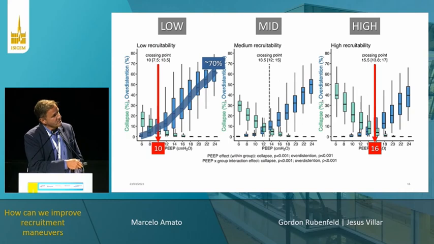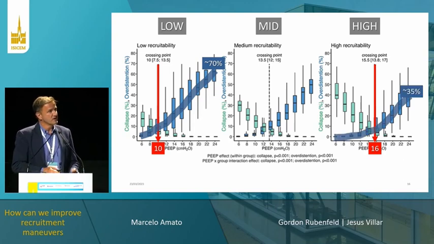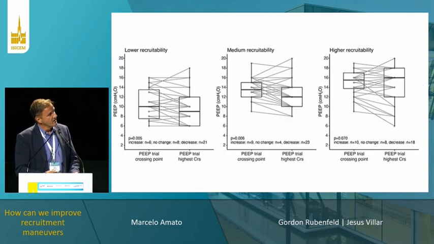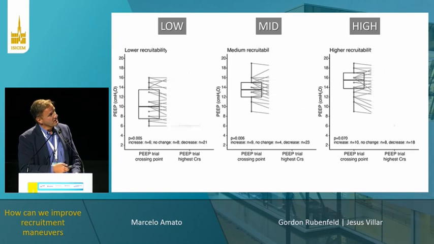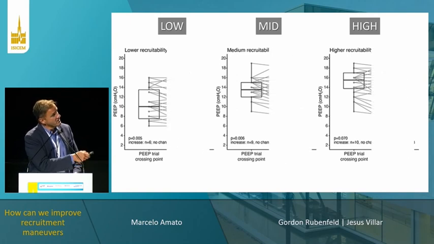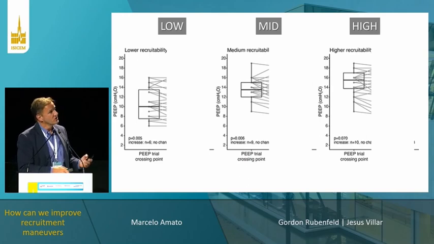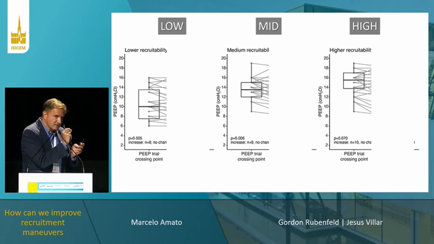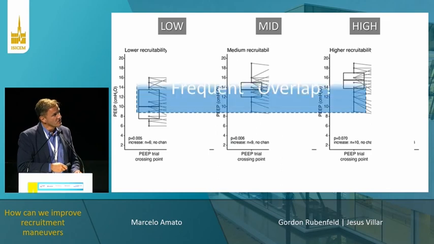Obviously these patients present big overdistension if you use the wrong, high PEEP, while these patients present very little overdistension if you achieve, for instance, 24 of PEEP. But this is what I told you, that the reality is not like this, because this is low, mid, and high recruiters. Look, these dots are the crossing point of each patient, which means that this is the PEEP causing slightly positive transpulmonary pressure.